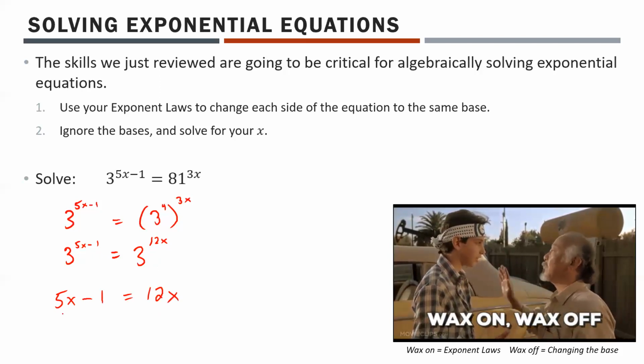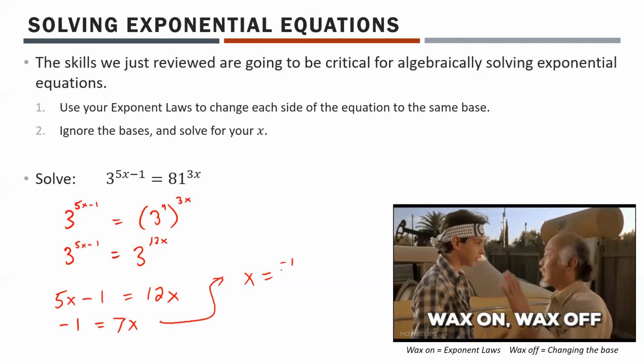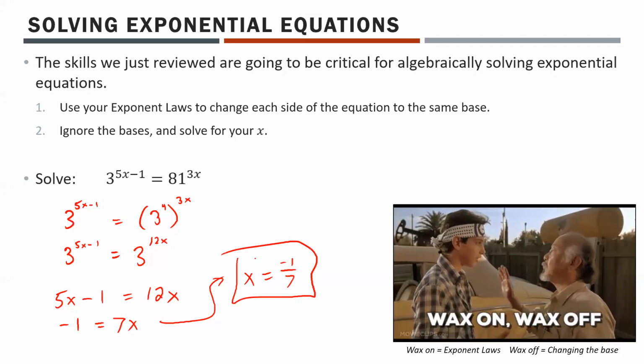Let's gather all our x's to one side. So I'm going to minus 5x from both sides. Negative 1 equals 12x minus 5x is 7x. And then we need to divide by 7. So the only way that this would work is if x was equal to negative 1/7. There's no way you would have ever guessed and checked that. You would have been throwing in whole numbers this whole time, and probably positive whole numbers this whole time.